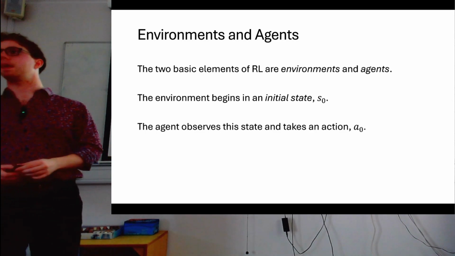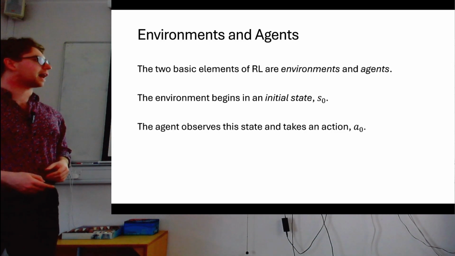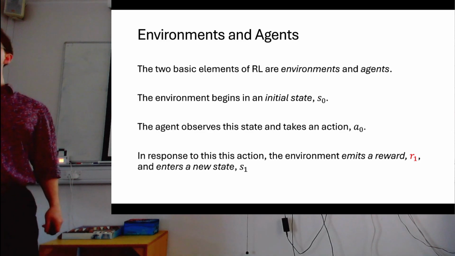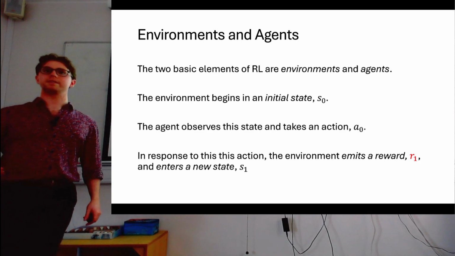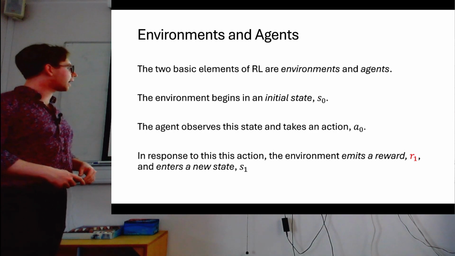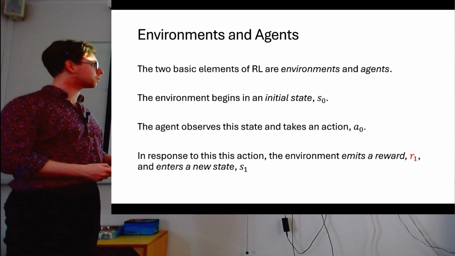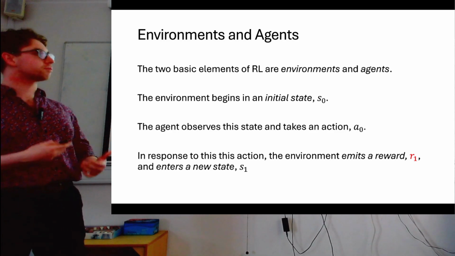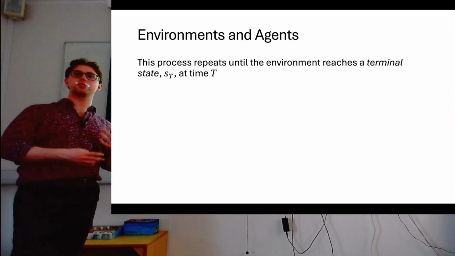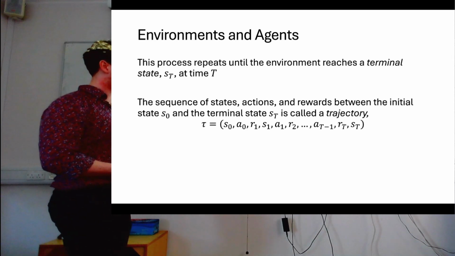So it takes some action. So maybe it moves one of the center pawns two squares forward, right? This is the action that it takes. And in response to this action, the environment emits a reward that gives some measure of how good the action was, and enters into some new state. So it transitions into some new state for the environment to be in. And then this interaction repeats over and over again. So this new state is then given to the agent again. The agent takes a new action, the environment emits a new reward and transitions into a new state. And we keep going on and on like this.